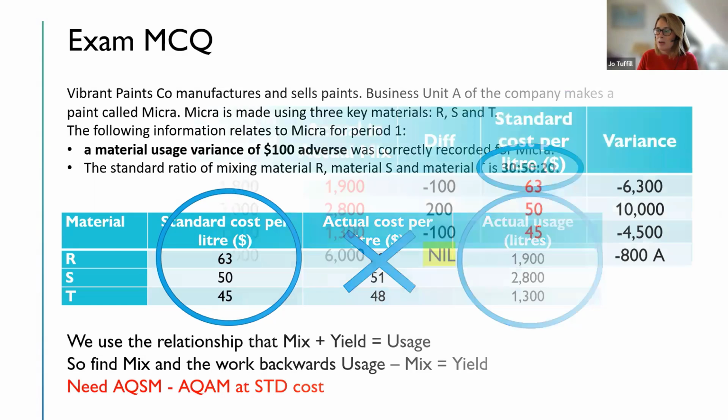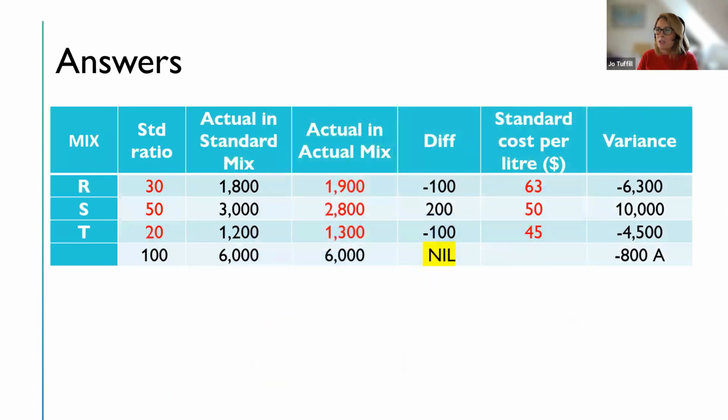I'm showing you that I've done that here. The information in red is what was in the question. You can then use that information to calculate that mix variance, which is an adverse variance of 800. Notice I'm proving to you again that the difference in the mix should add to 0. So we use more of R&T and less of S. So the mix variance is adverse.